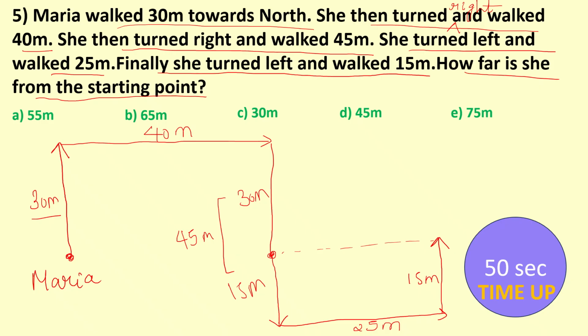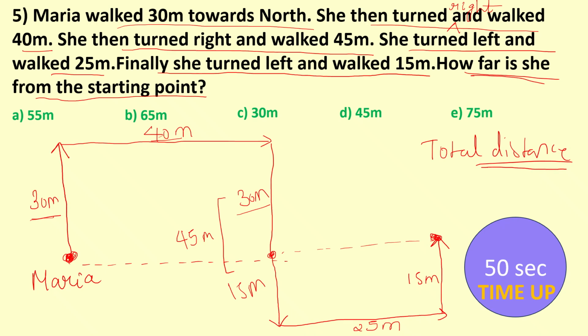How far is she from the starting point? They have asked the shortest distance here. So this is the starting point, and this is the final point. From this to this you can't make a Pythagoras theorem. If the total distance was asked, then you need to travel from the starting point 30 meter plus 40 meter, then 30 meter plus 15 meter plus 25 meter plus 15 meter. That would give you the total distance.